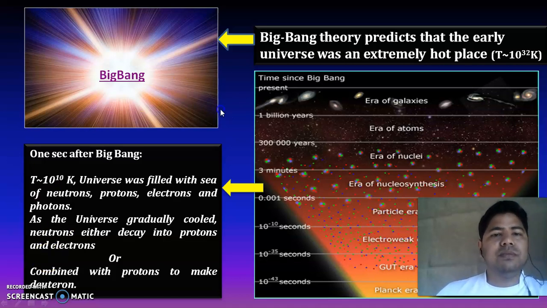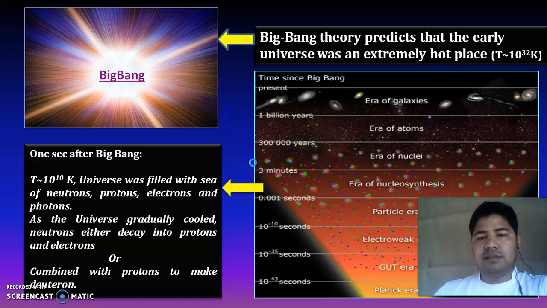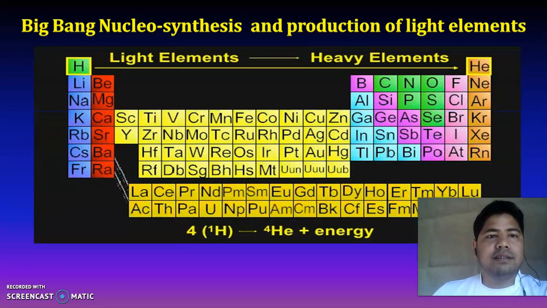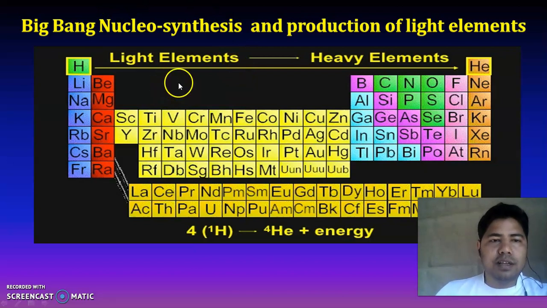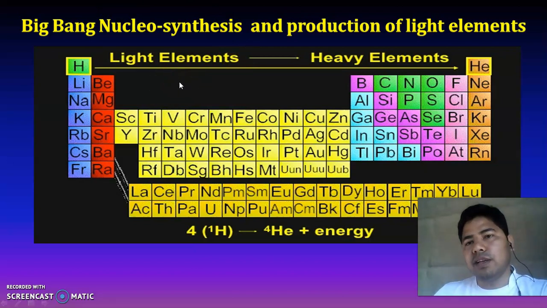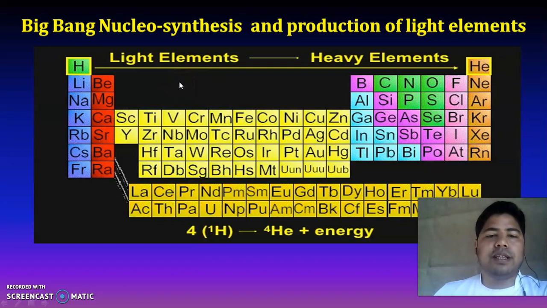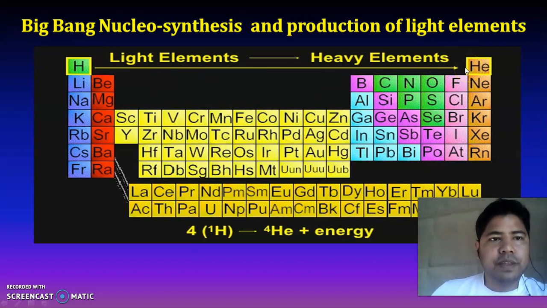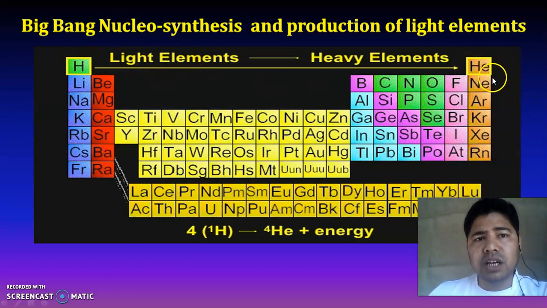So the next slide deals with the Big Bang nucleosynthesis and the production of light elements. Here we are presenting the periodic table. Here we know that the light elements fall on the left side and heavier elements fall on the right side of this periodic table. Here hydrogen and helium are the first produced elements of this universe, so they are put first.